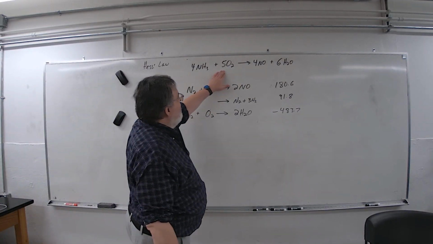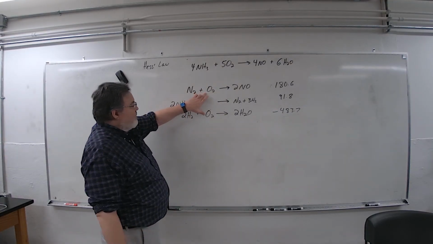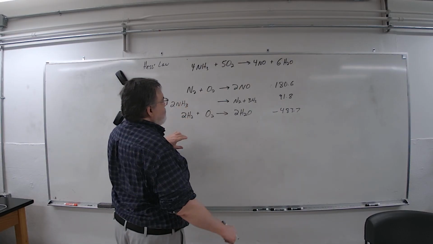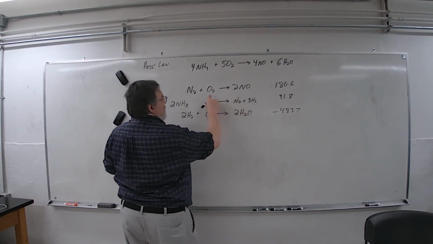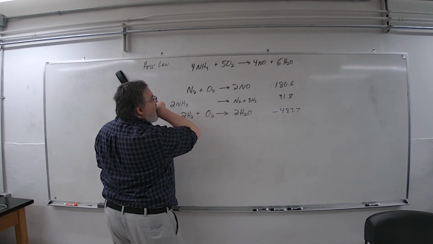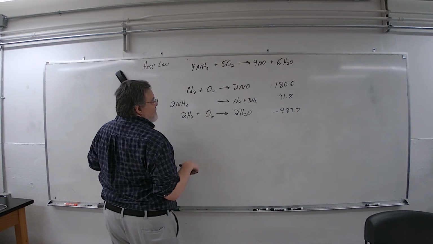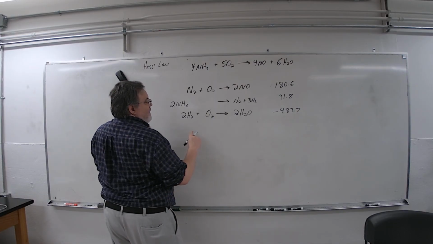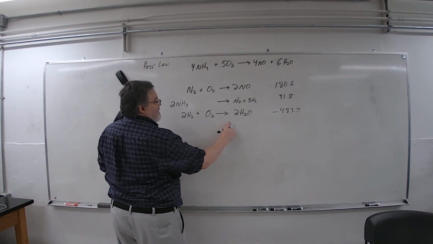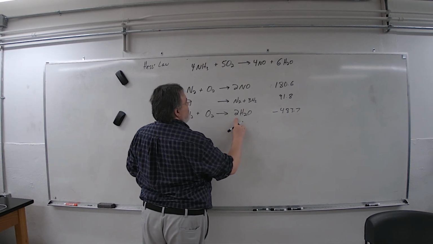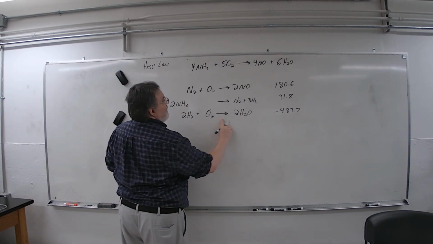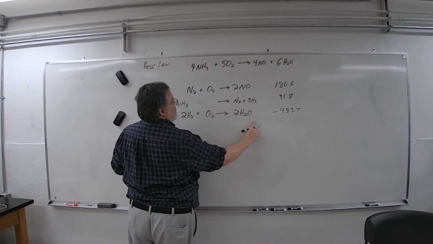I'm going to need 5 O2, and I've got 1 O2 there and 1 O2 there, so I'm probably going to have to multiply something by 4. Let's see. 6H2O. I'll multiply that by 2, that'll give me 4H2O. Yeah, so I multiply this by 3. That's what I think I'm going to do.